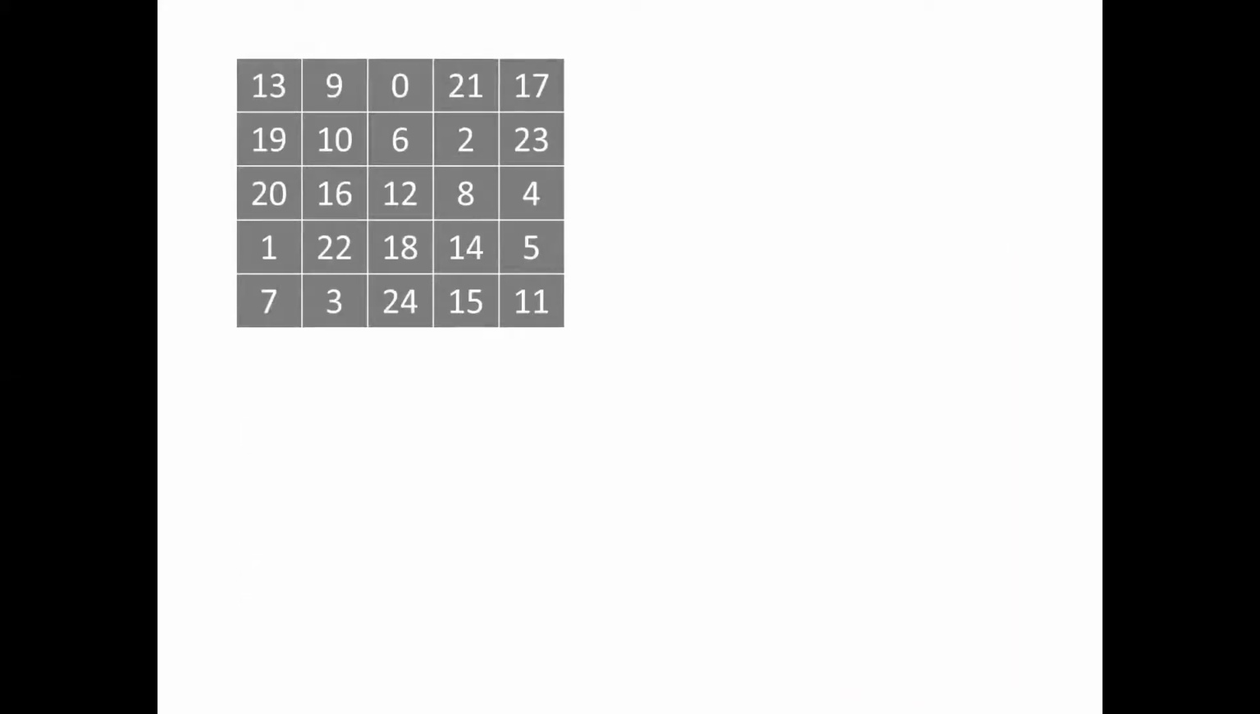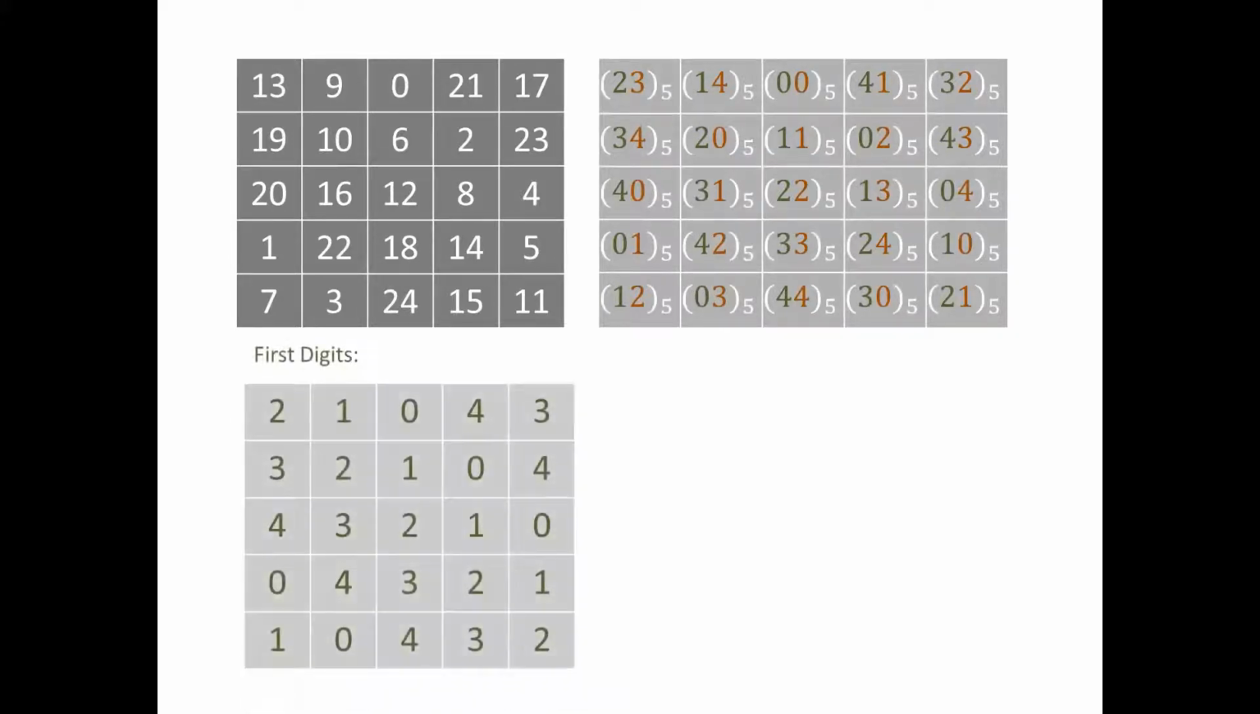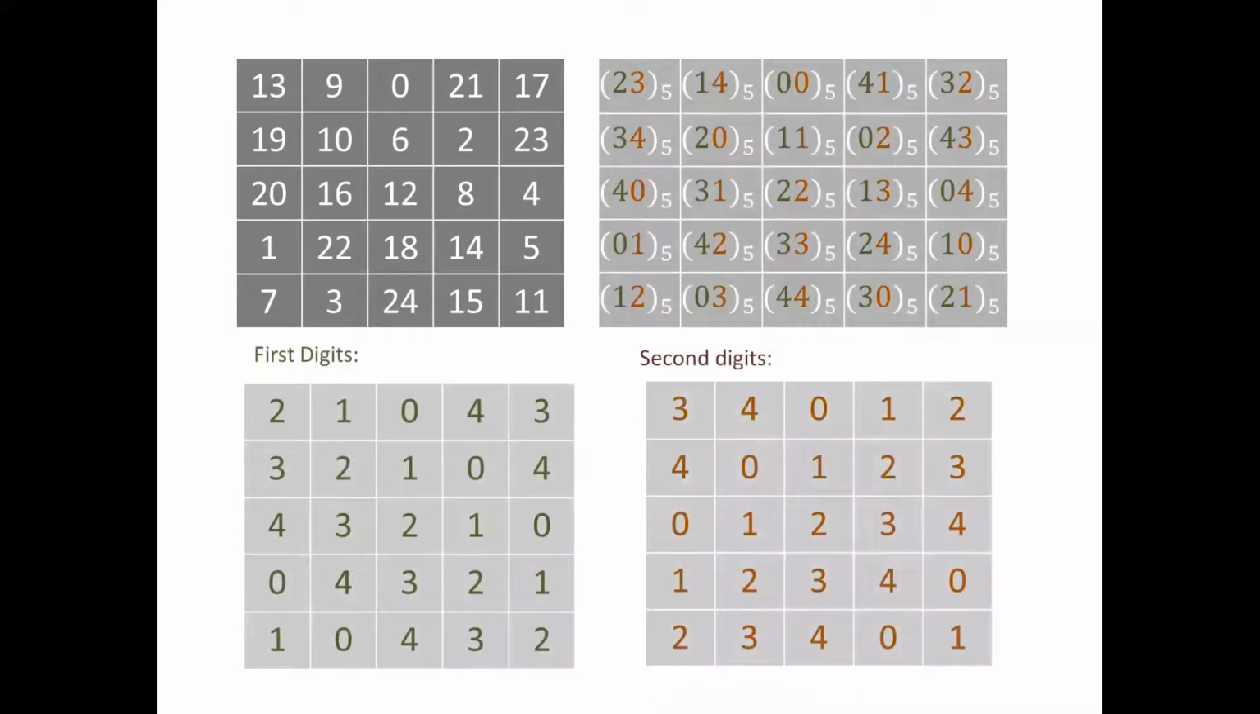Now we are ready to look at the example we have for the magic square. First, we express all the numbers in quinary expression. Not much to see, but we can separate this table into 2 tables by first digits and by second digits. This is the table for the first digit and the table for the second digit.